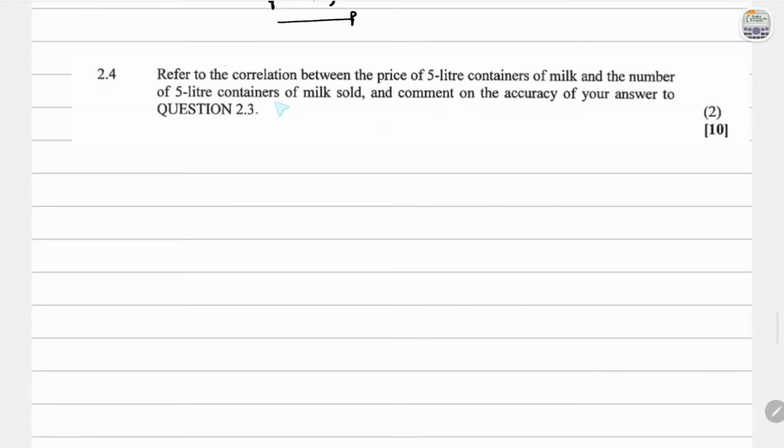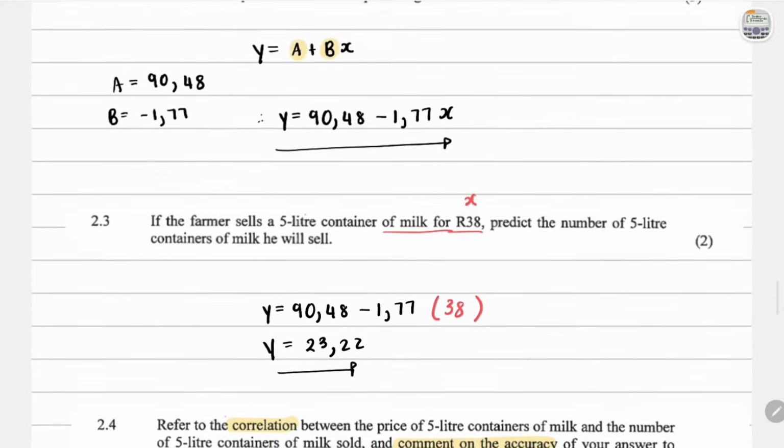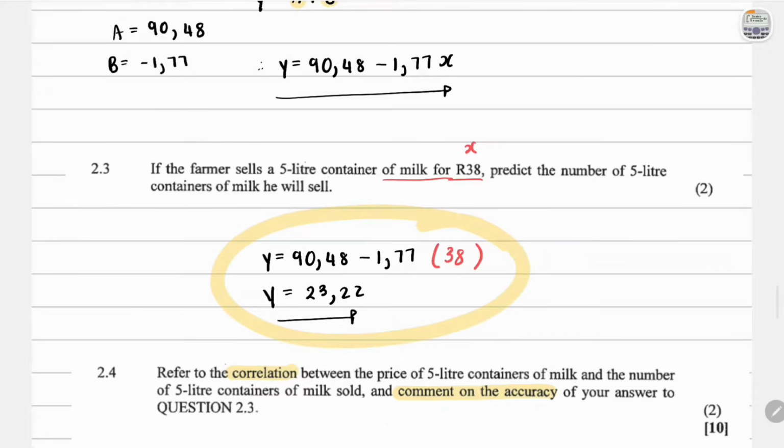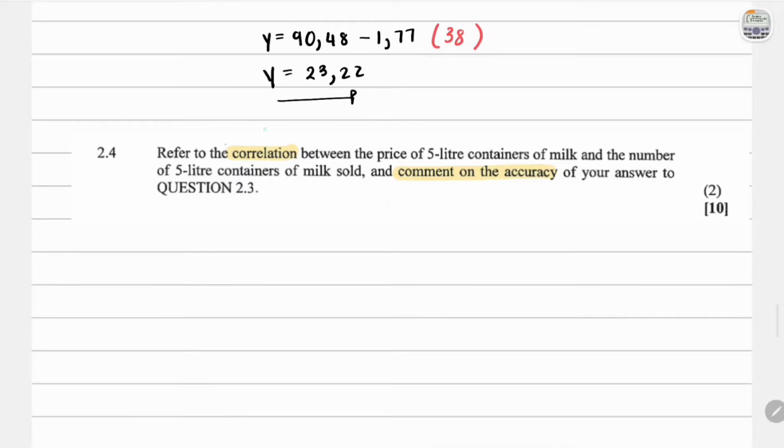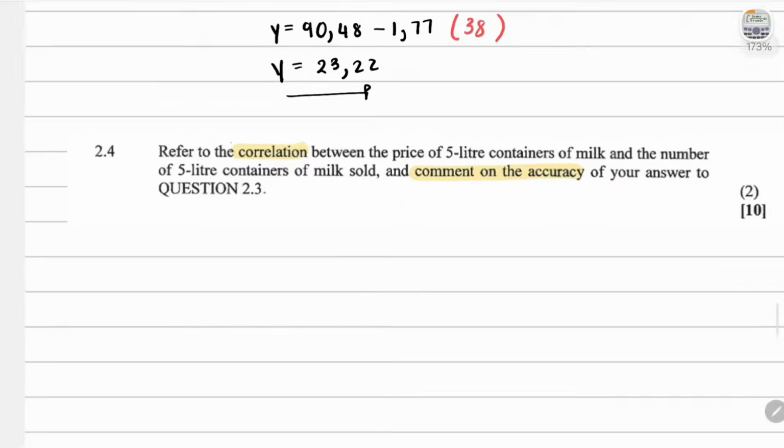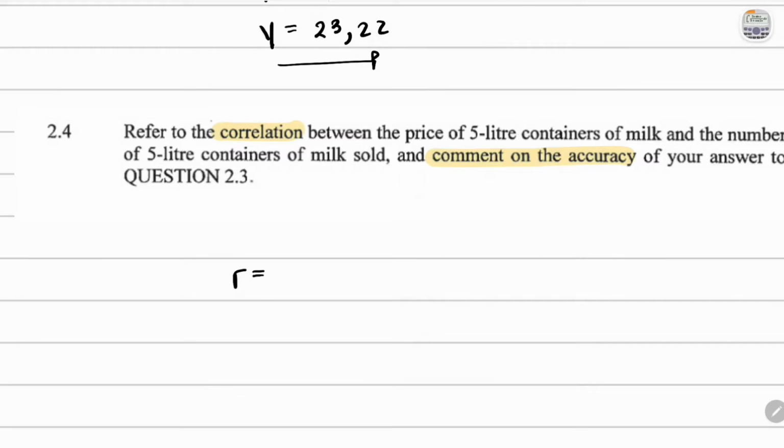Question 2.4 says, refer to the correlation between the price of 5-liter containers of milk and the number of 5-liter containers of milk sold, and comment on the accuracy of your answer to question 2.3. Okay, so comment on how accurate this is. So this is based on the correlation coefficient, that is the value of R. It tells us how reliable the relationship between our two variables is. So does the price of milk affect the number of units of milk sold?